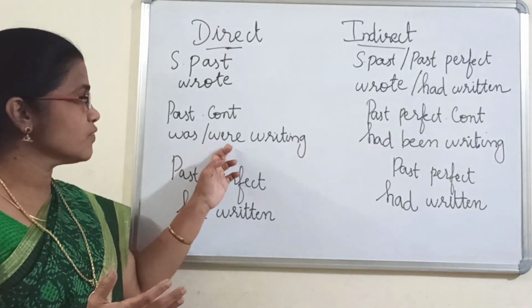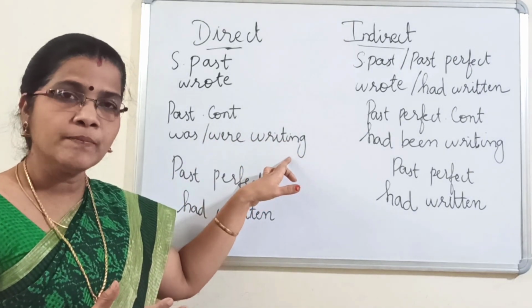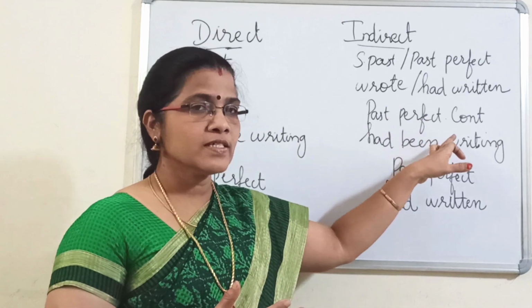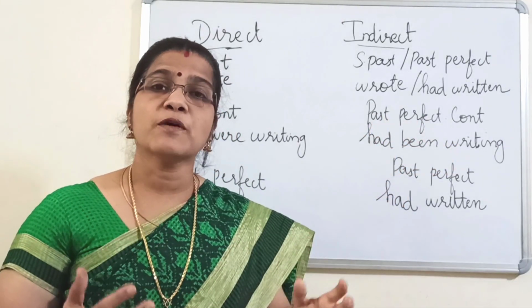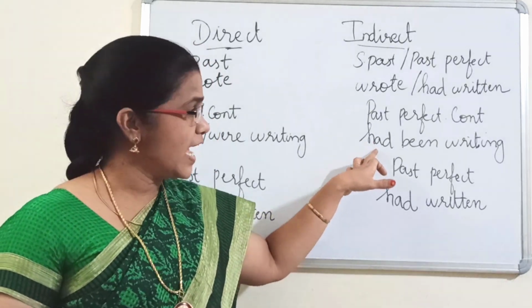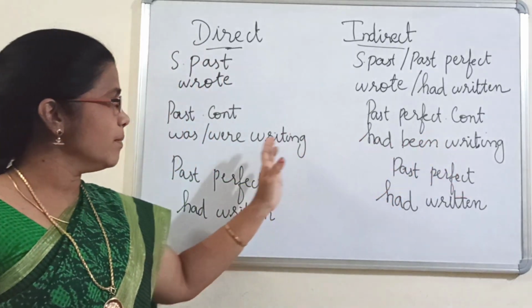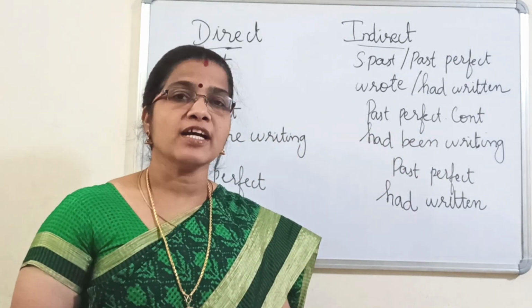See here, was, were and the ing form. You have was writing or were writing, right? And then in past, what change do you get here? It becomes past perfect continuous tense. So how do you make past perfect continuous tense? Had been writing. So remember, past continuous tense becomes past perfect continuous tense.